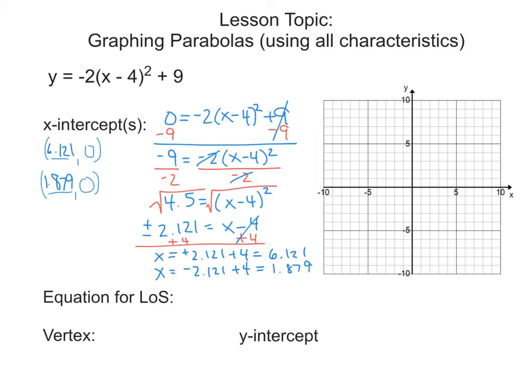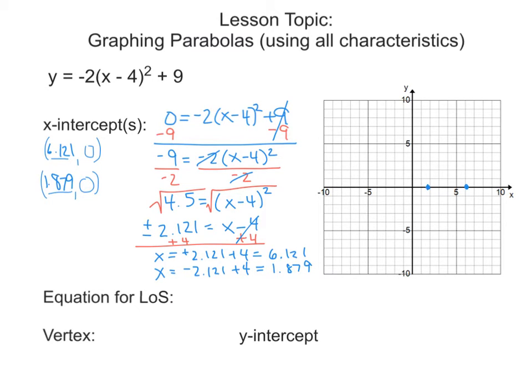So those are my x-intercepts, and we're going to go ahead and put those on the graph right away, and we're going to do our best to estimate this. It's just a little bit larger than 6. So here's 6 point approximately 1. Don't worry about the 1.121 because it's just a little bit beyond the 6. And then 1.879 is just shy of 2, which is going to be right in here.